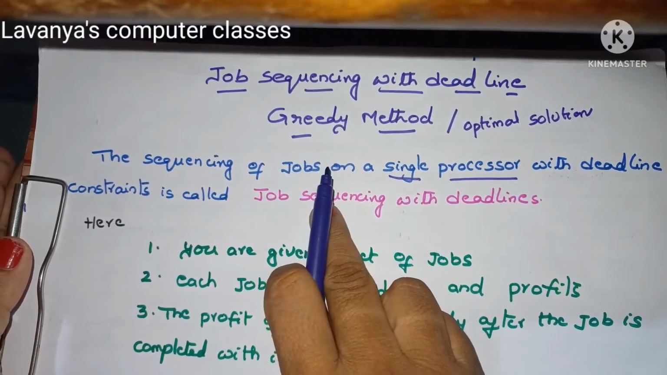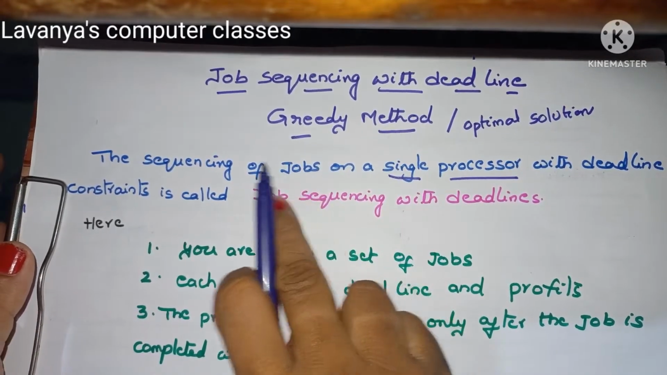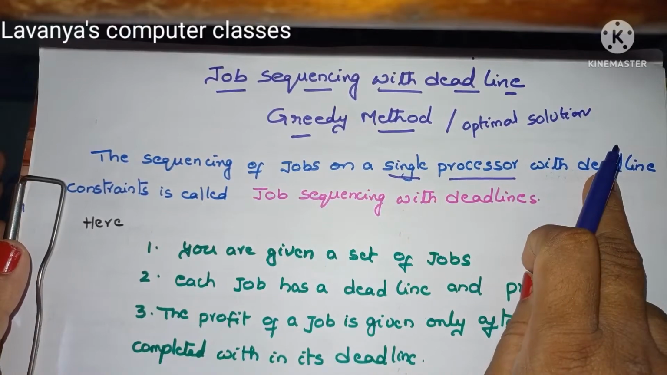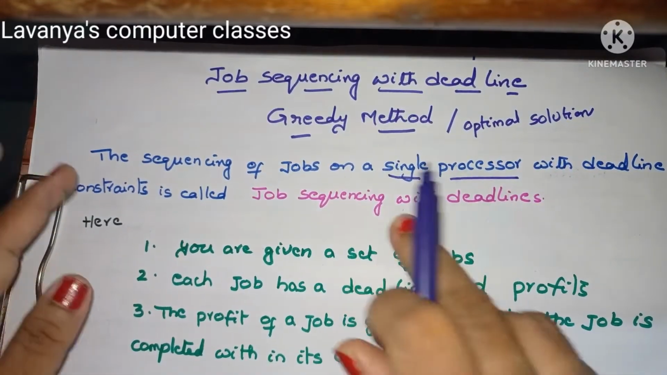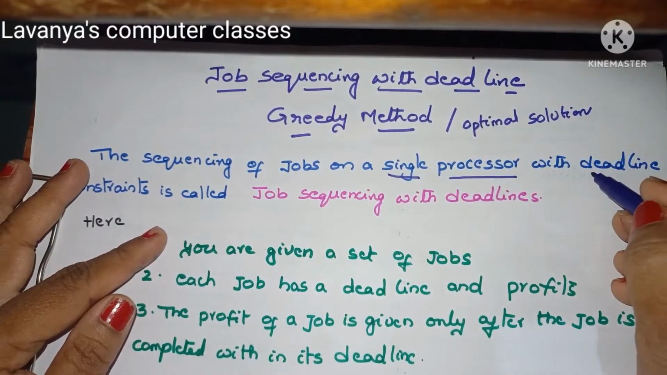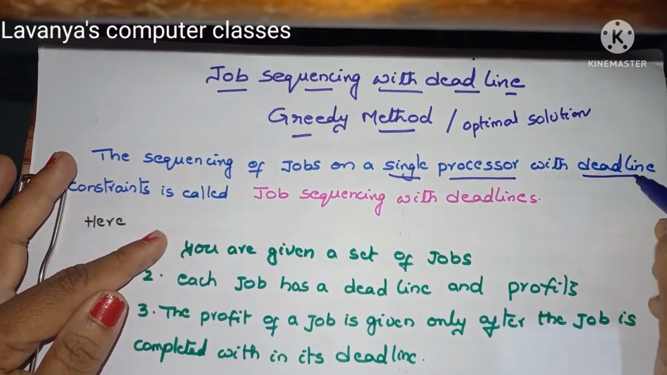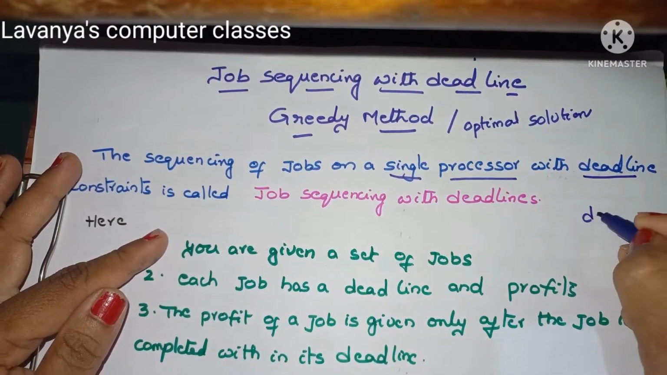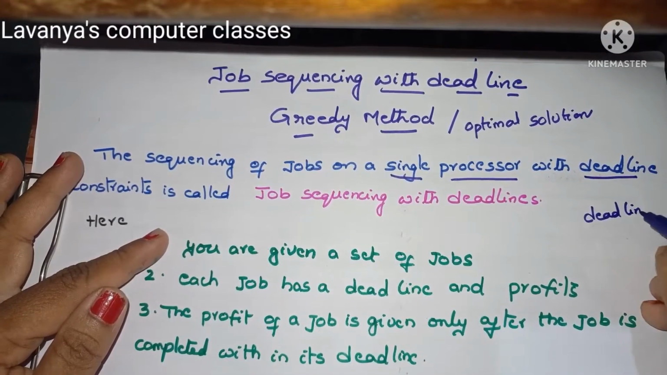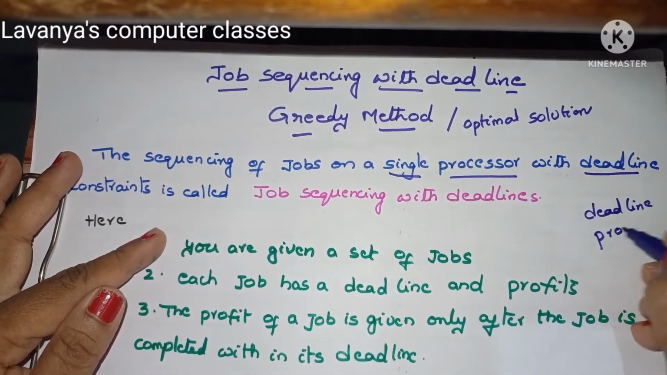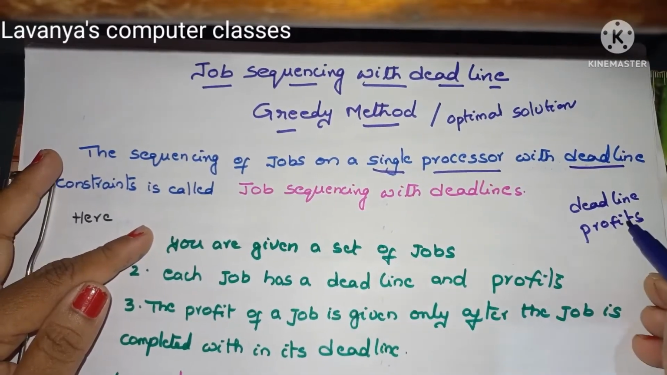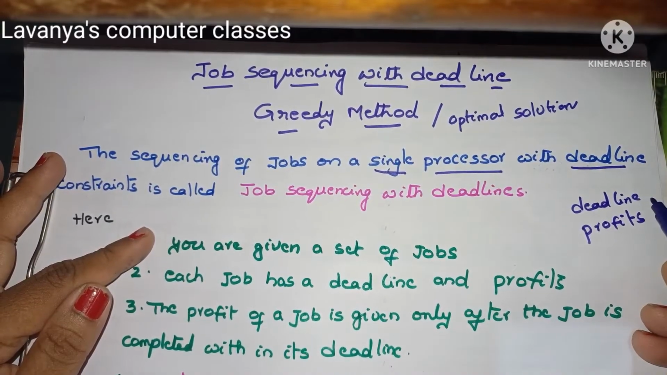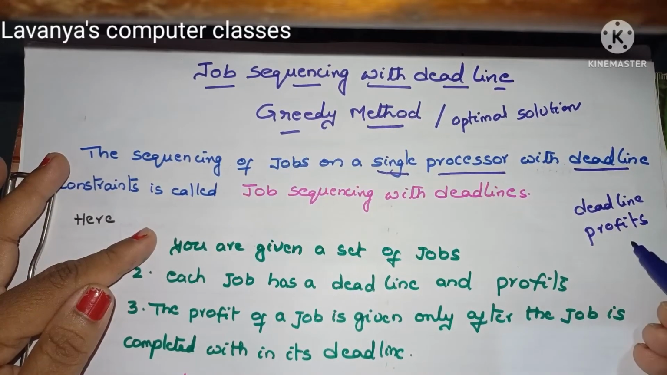So which jobs are selected? Those that are completed within the deadline. If you complete the job, you get some profit. So in job sequencing with deadline, there are two parameters. One parameter is the deadline and the second parameter is the profit. It is compulsory to complete the job within the deadline. Once we complete the job, you get some profit.